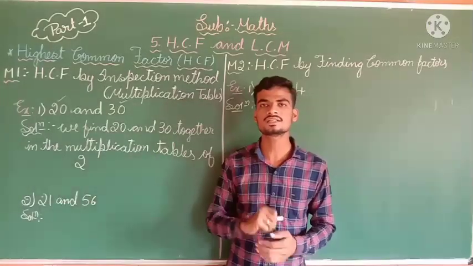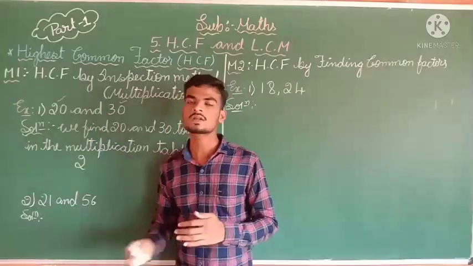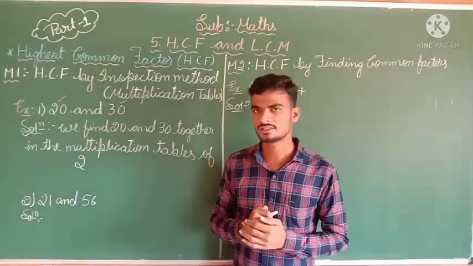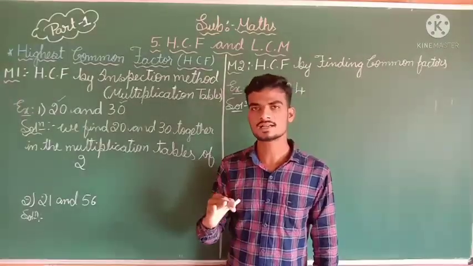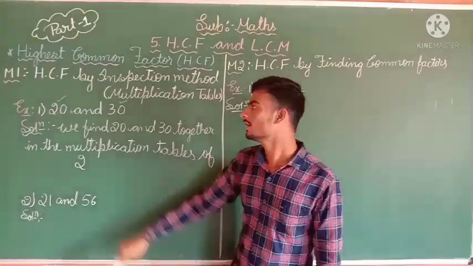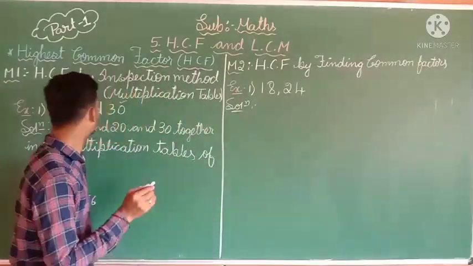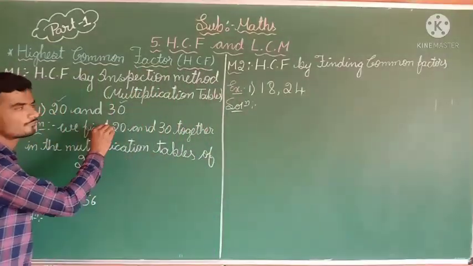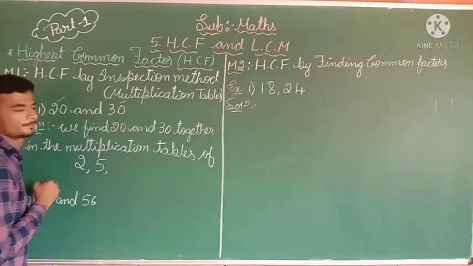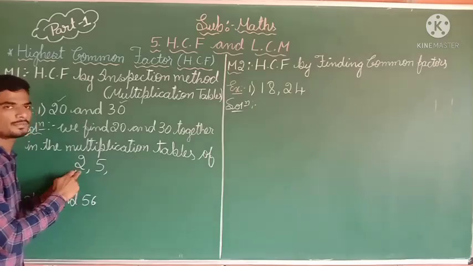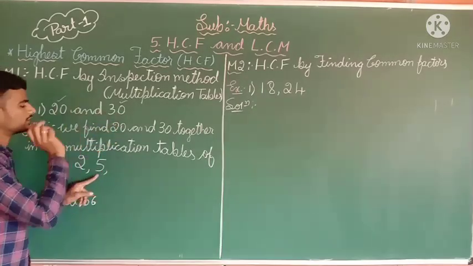5 how much are 20? 5 4s are 20. Then 5 how much are 30? 5 6s are 30. Okay, in 5 table you will get 20 and 30. 5 4s are 20, 5 6s are 30. So we want to write here 5. Okay, in 2 table we will get 20 and 30. In 5 table we will get 20 and 30.